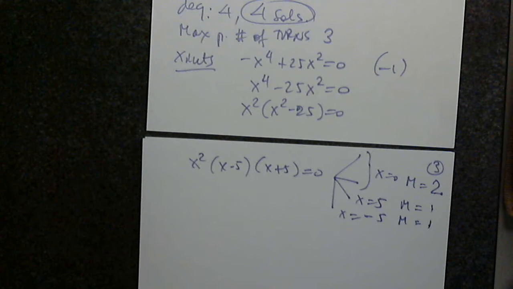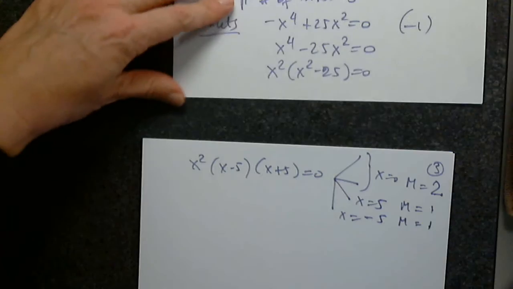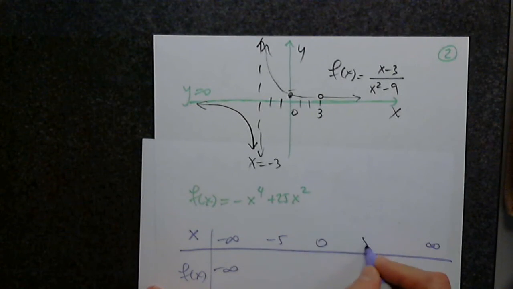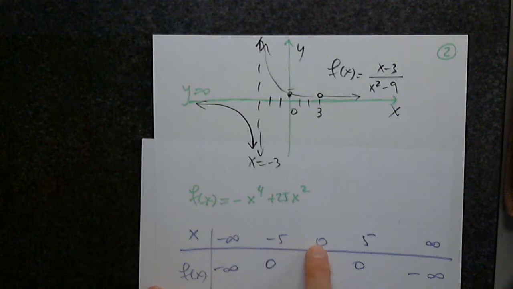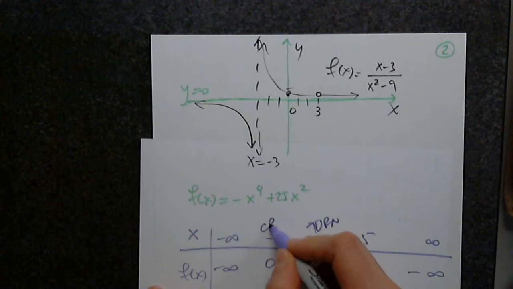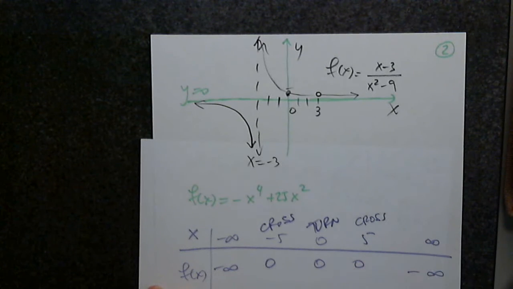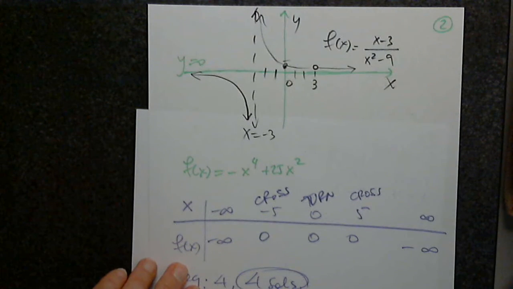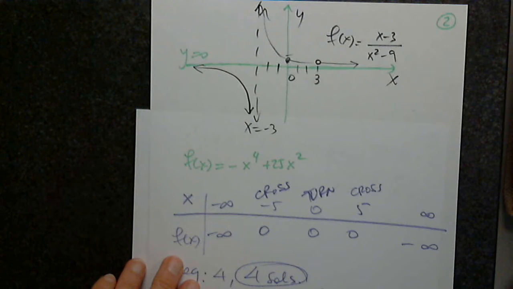Why is 0 multiplicity 2 again? Because it's the x squared. Because it's x times x. Yes, that's the answer. So what does multiplicity 2 mean? I have to go back and write negative 5, 0, and 5, and 0, 0, 0. That's how I determine them. Y is 0 when x is negative 5, 0, or 5. Cross, turn, and cross. Multiplicity 1 is a straight cross. Multiplicity 2 is a turn.